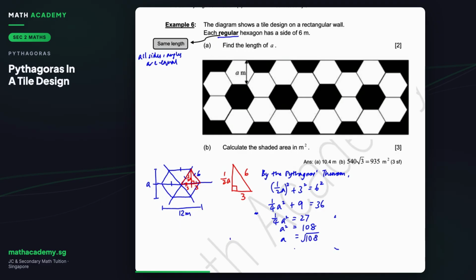And you can press your calculator. It's going to give you this number. And rounding off to 3 significant figures, I get 10.4 meters. This is your part A.